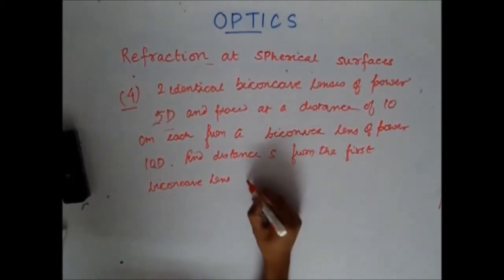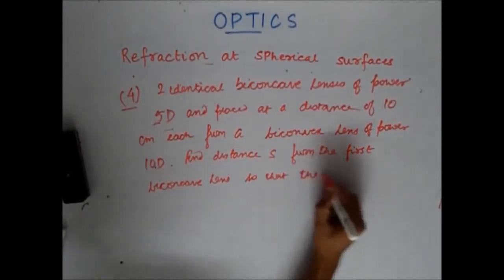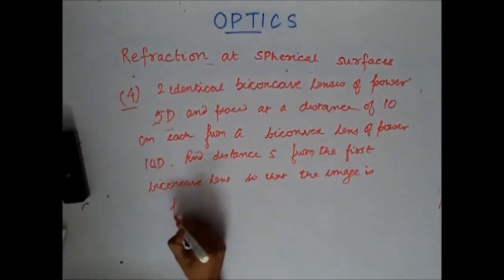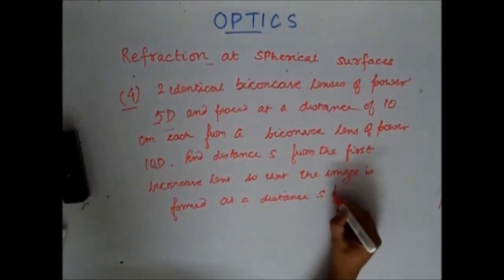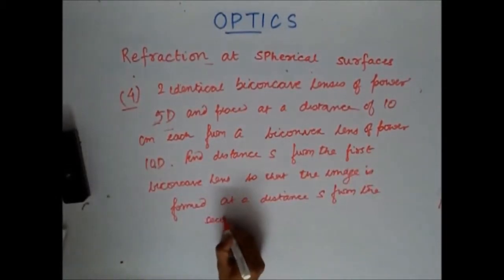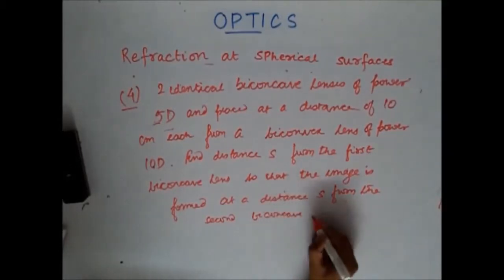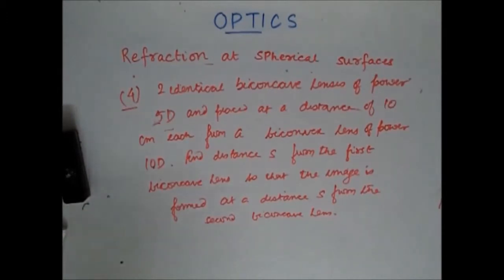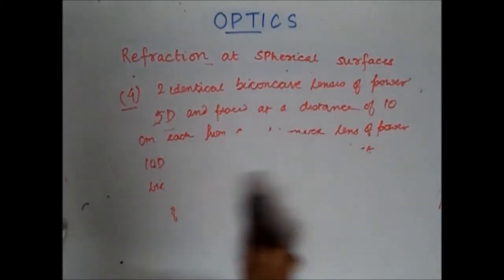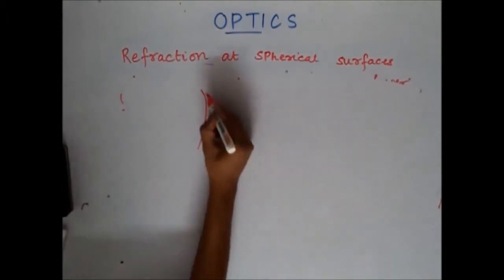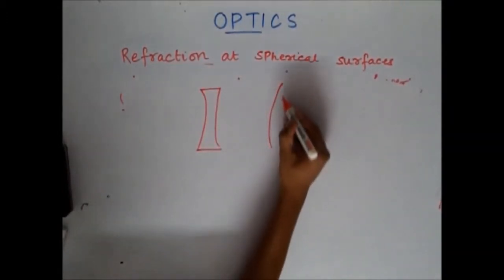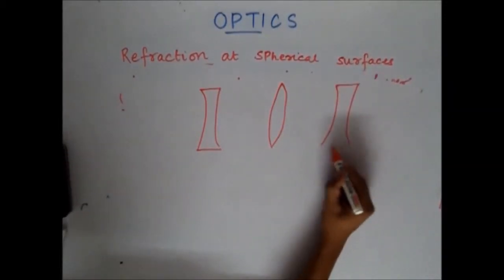at which an object should be placed so that the image is formed at a distance S from the second biconcave lens. Okay, now let me draw the diagram so you understand the question properly. The question is, you have two biconcave lenses and a biconvex lens placed in between them.